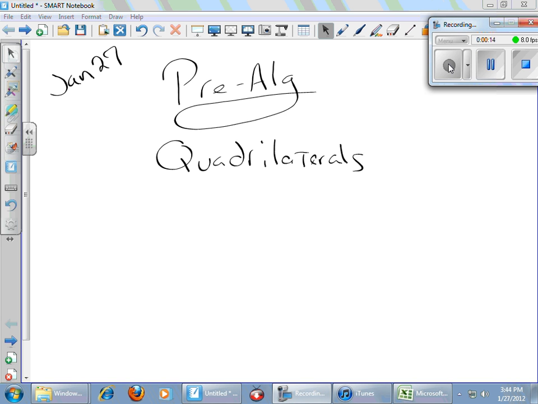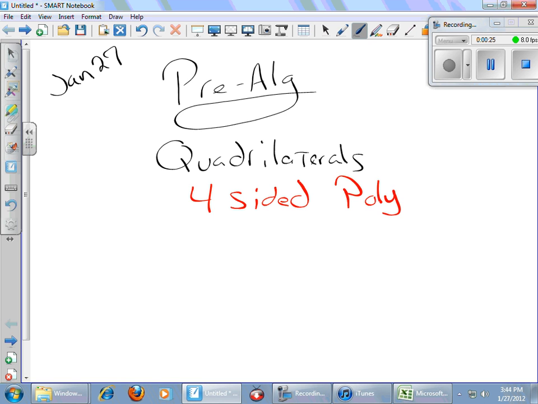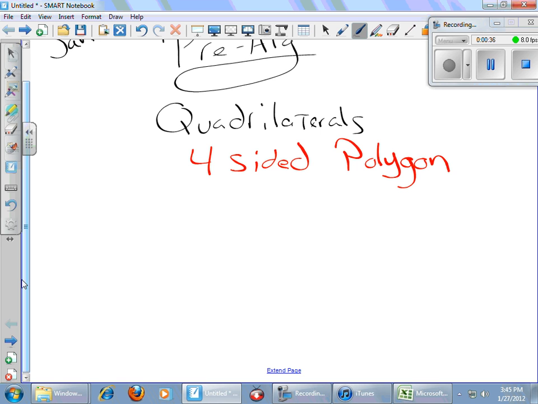But quadrilaterals. A quadrilateral's definition is a four-sided polygon. And remember, a polygon is not what happens when your parrot runs away for home. All right, a four-sided polygon. So we have quadrilaterals. Now, some quadrilaterals have special things about them, like a square, but we're not going to talk about that yet. We're just talking about quadrilaterals.